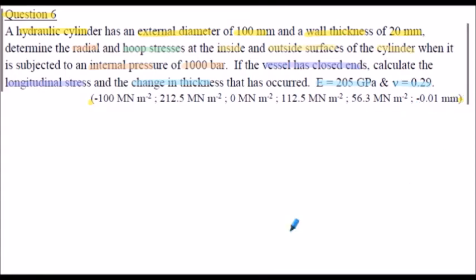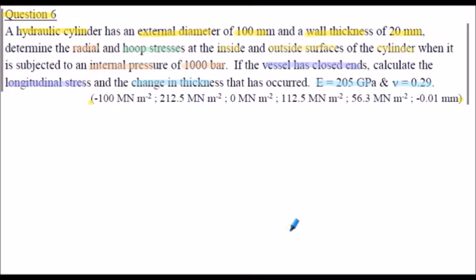So the first part of question 6 commences in the same way as previous questions. We need to find our boundary conditions, generate two equations, solve to find Lamé's equations for radial and hoop stress, and we can calculate the radial and hoop stresses at the inside and outside surfaces. And as before, if we want to calculate the longitudinal stress, which is assumed constant across the vessel wall thickness, we have a formula to do so.